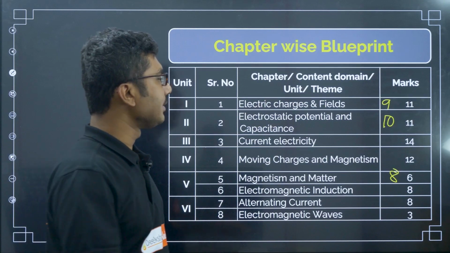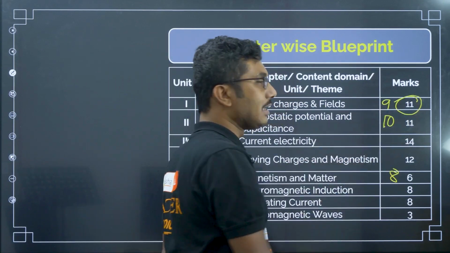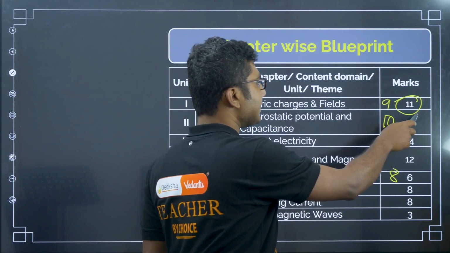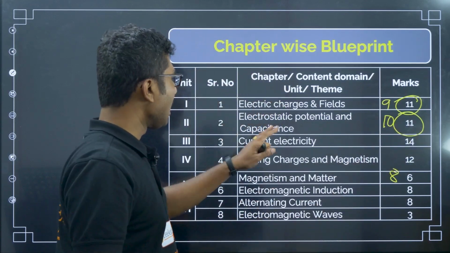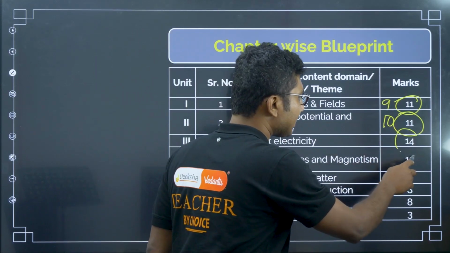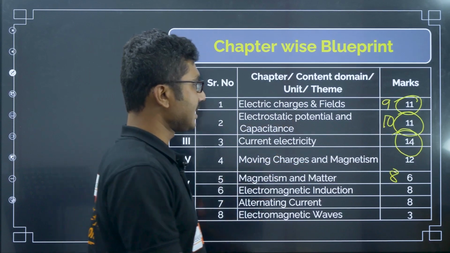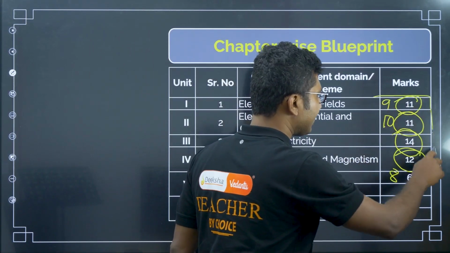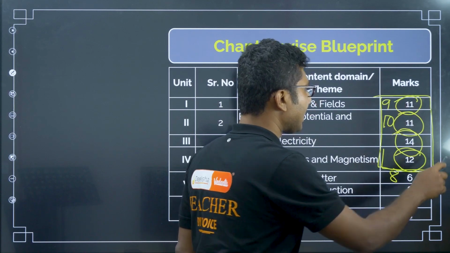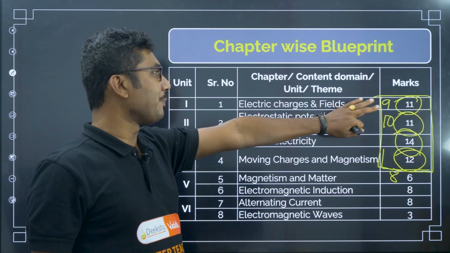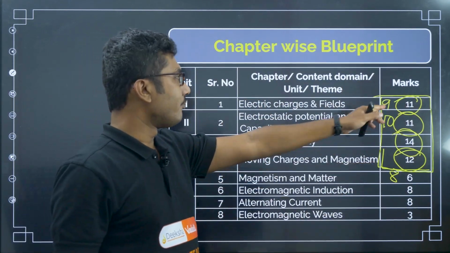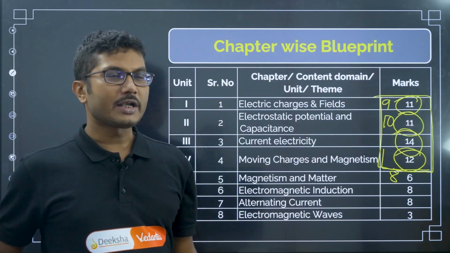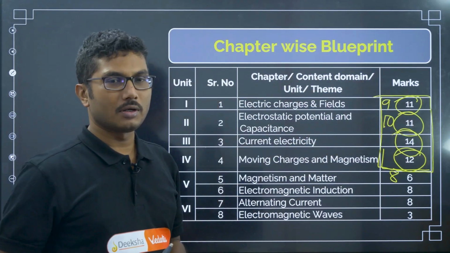Electric charges and fields is a very important chapter, 11 marks are coming from this chapter. Electrostatic potential and capacitance, 11 marks. Current electricity, 14 marks. Moving charges and magnetism, 12 marks. So if you study these four chapters, over 50 marks are already done. Four chapters, 11, 11, 14, 12, that is 48 marks done from these four chapters.